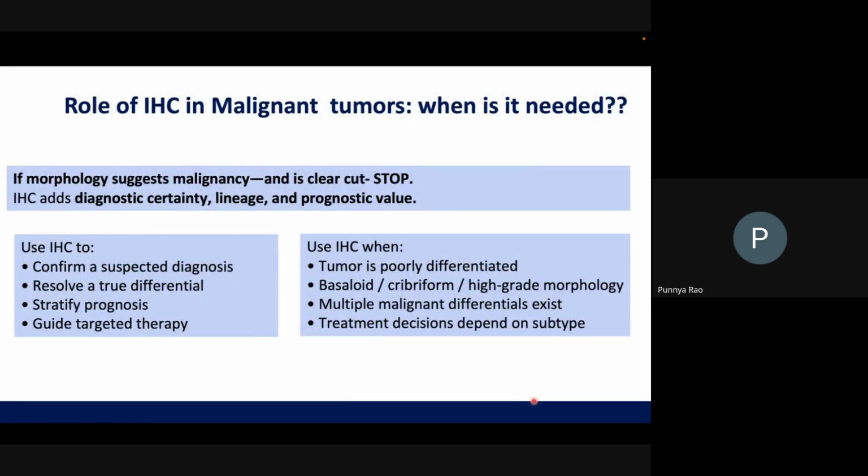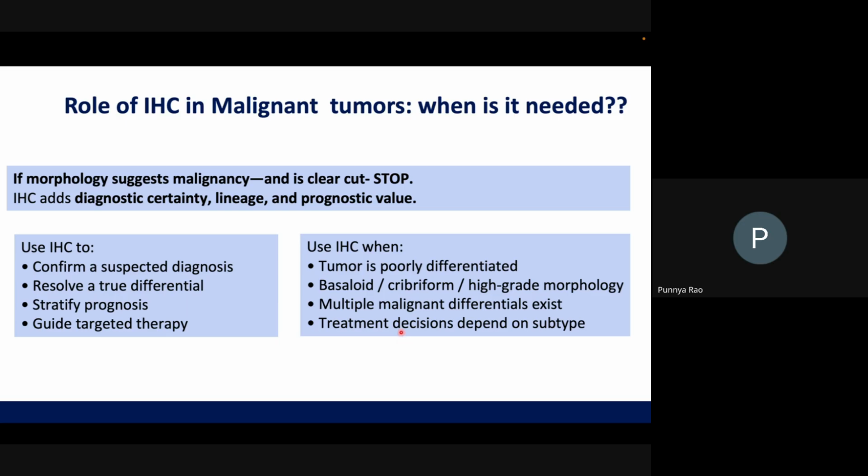So role of IHC in malignant tumors, it is needed only when you want to see the tumor is poorly differentiated, as was the case in the previous one. And you have both of them being basaloid or cribriform or high grade, and you don't know exactly which category it is going to fall into. And you have multiple malignant differentials. For example, a mucoepidermoid carcinoma with a lot of lymphocytes may be confused with a lymphoma. So if you have those sort of differentials, definitely go in for IHC. And if the treatment decision depends on the subtype, go for IHC.